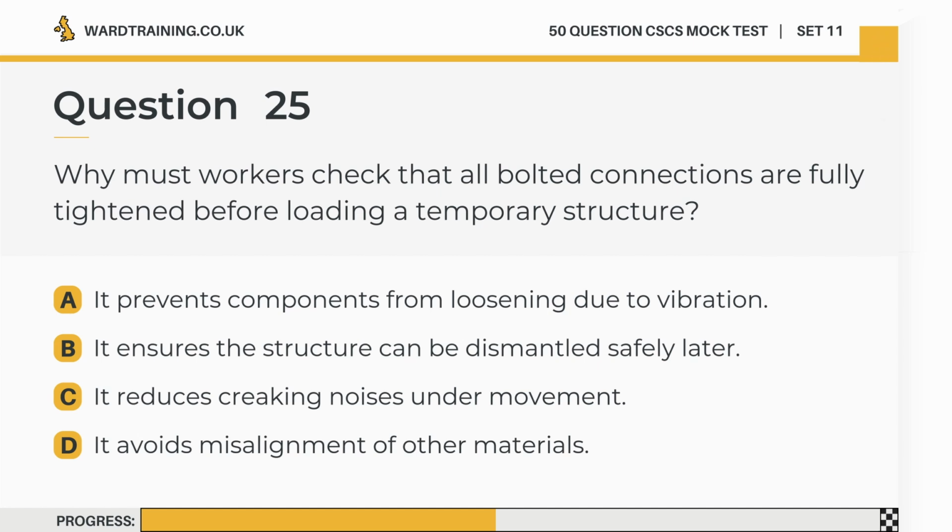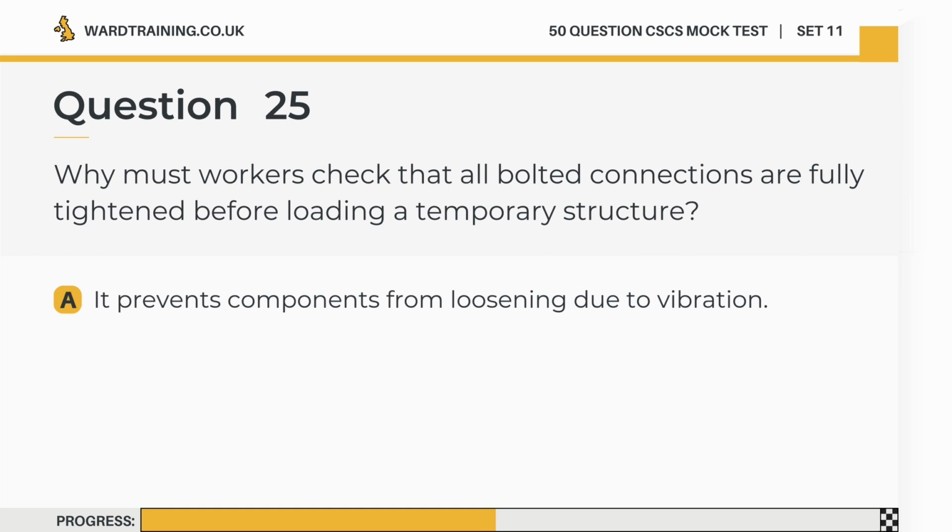The correct answer is A. It prevents components from loosening due to vibration.